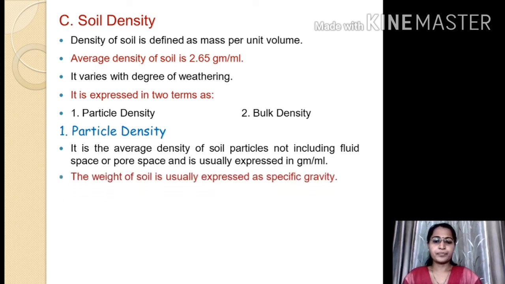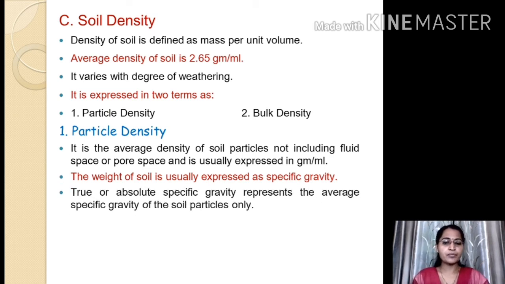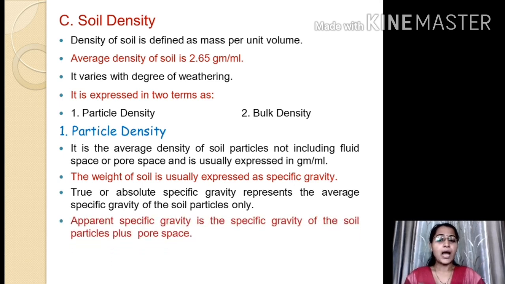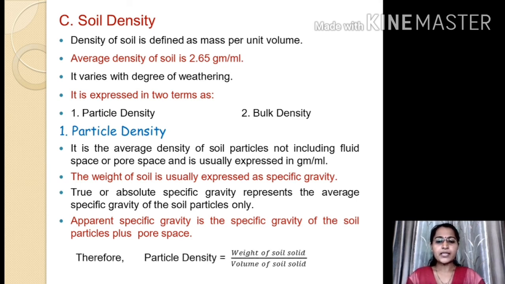The weight of soil is usually expressed as specific gravity, while true or absolute specific gravity represents the average specific gravity of the soil particles. Apparent specific gravity is also the specific gravity of the soil particles, including pore spaces. The particle density we can find out by using a small formula, that is weight of soil solid divided by volume of soil solid.